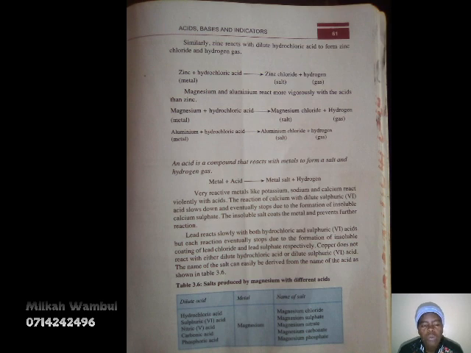Magnesium and aluminium metal react more vigorously with acids than zinc. They also produce metal salt plus hydrogen gas. Magnesium plus hydrochloric acid gives you magnesium chloride plus hydrogen gas. Aluminium plus hydrochloric acid gives you aluminium chloride, which is the salt, plus hydrogen gas. Therefore, an acid is a compound that reacts with a metal to form a salt and hydrogen gas as the neutral product. So the general equation is metal plus acid gives you metal salt plus hydrogen gas.